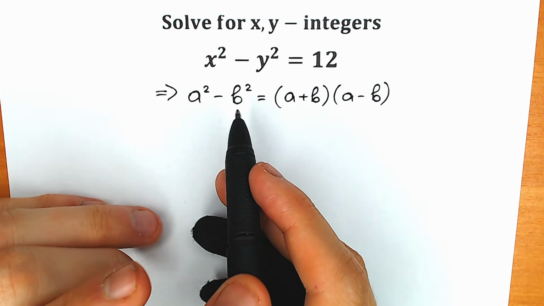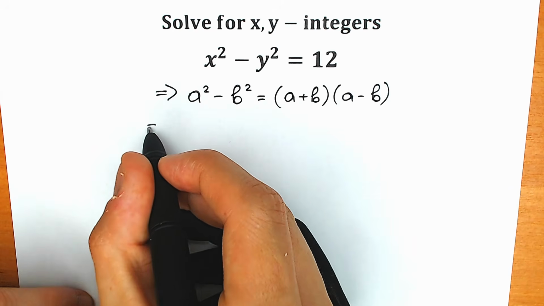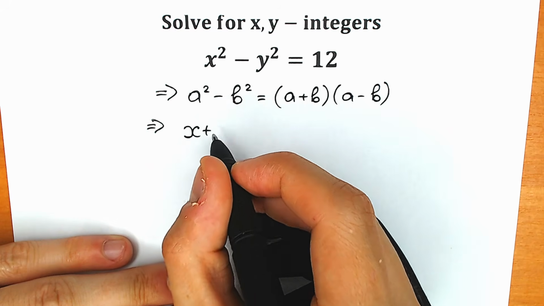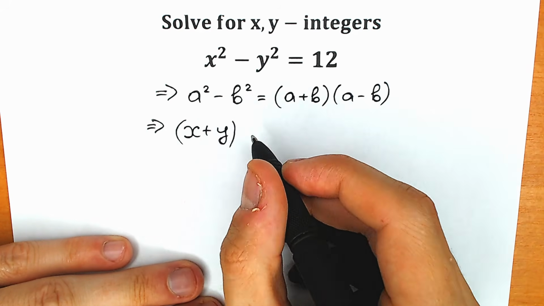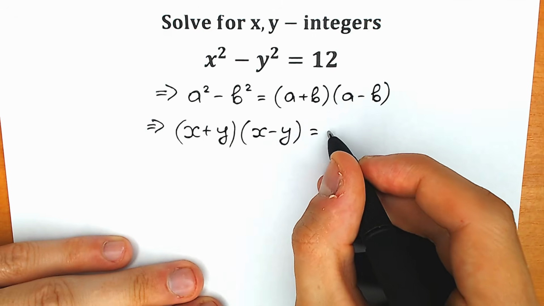We will have absolutely the same thing, but in terms of x and y. Let's do this right now. As a result, from the beginning, we're going to have x plus y times x minus y equal to 12.